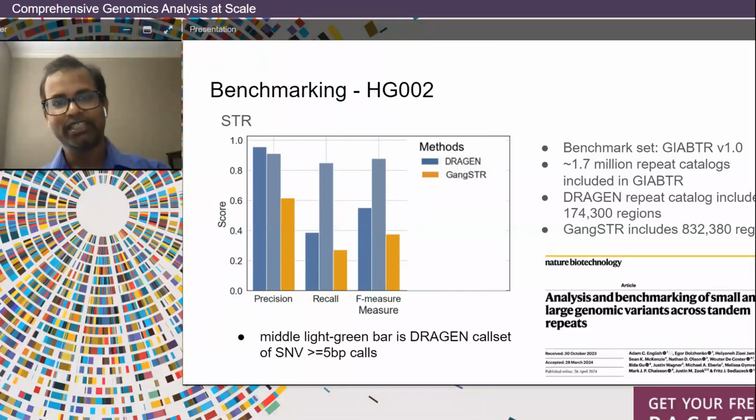You can see the precision is good for DRAGEN, and the orange one shows the precision for GangSTR. But the recall does not look good here. That's because there are a lot of regions outside of these 174K or 832K regions, for DRAGEN and GangSTR respectively. The middle line shows the DRAGEN call set for the indels. That is genome wide, not restricted to the 174K region. For the middle one, the DRAGEN indel calls, the recall is much better than the other DRAGEN STR calls.